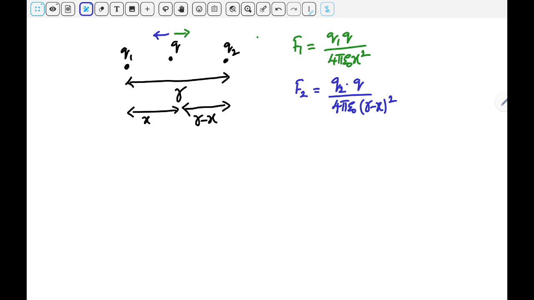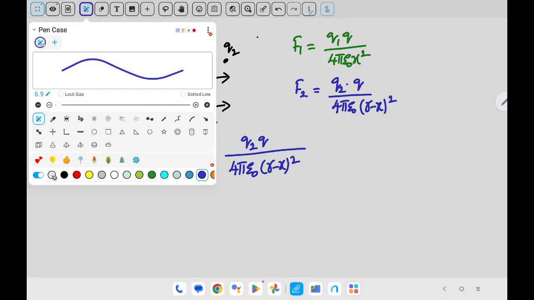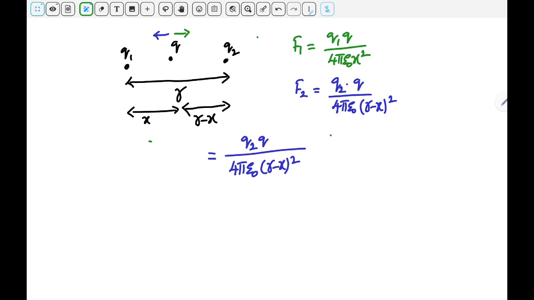Now we got the mathematical expressions of two forces. If these two forces are of equal magnitude, then the net force will be equal to 0. Therefore, our idea is to make them equal. If you make them equal, the equation becomes, first I am writing F2: q2 q by 4 pi epsilon naught into r minus x whole square. It must be equal to F1. So what is F1? It is q1 into q by 4 pi epsilon naught x square.